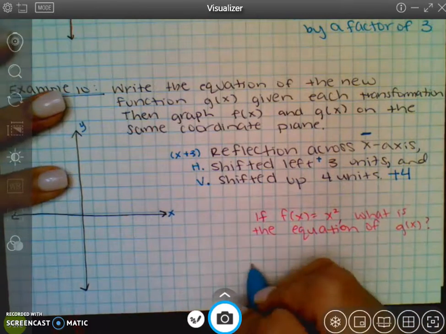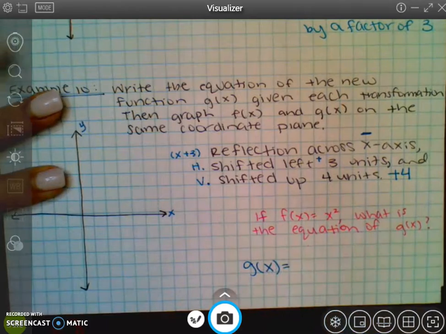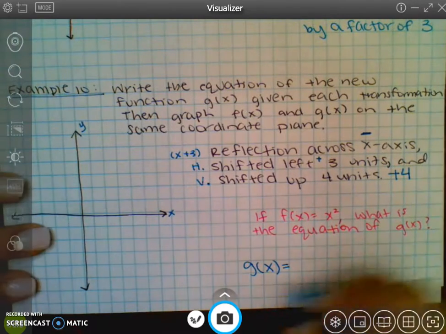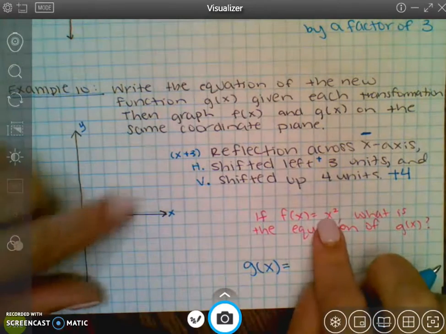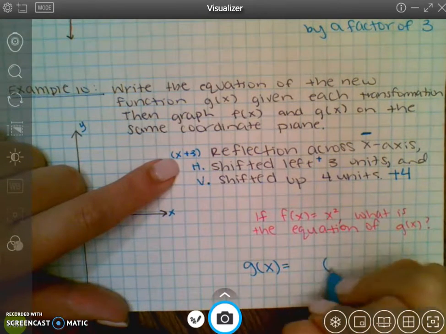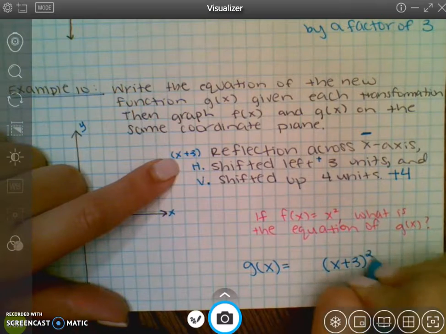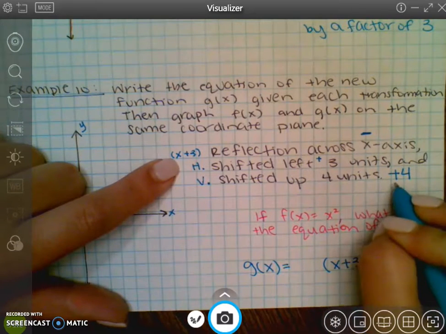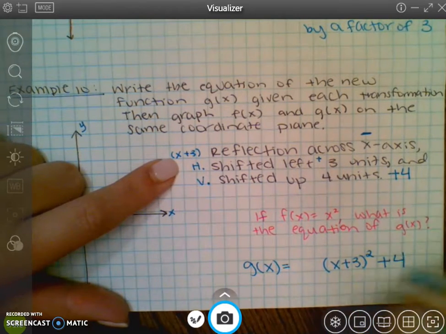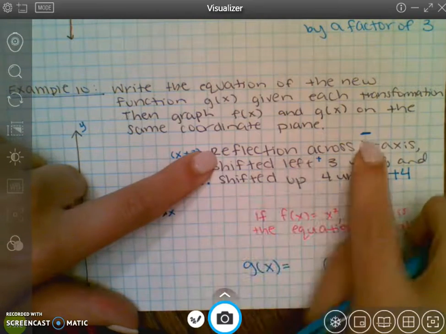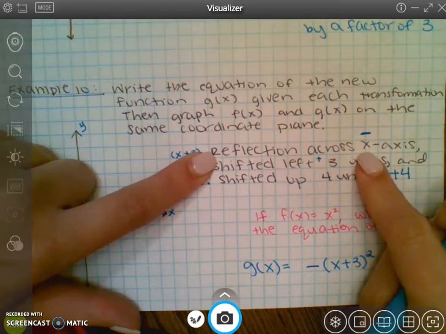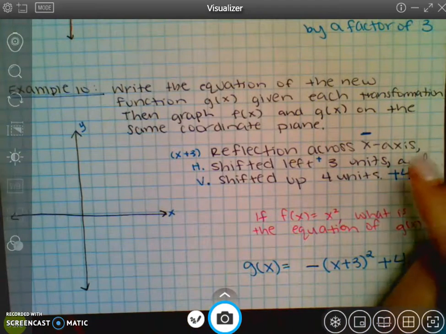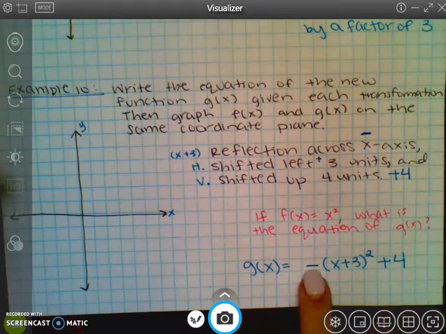So my g of x, now we're going to put it all together. My g of x has to be an x squared. Okay. We said my x, though, is an x plus 3. So x plus 3 squared. The plus 4 is a big plus 4 on the outside. And we can't forget about that negative. That negative just goes in front. Okay, so reflected across the x-axis means if you're a happy face, you're now going to be a frowny face. Okay, whenever something's negative out front, it's a frowny face.